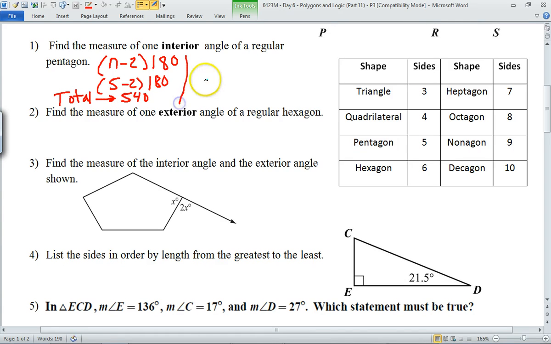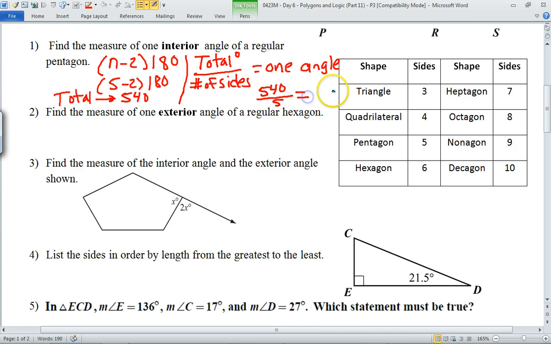If I want one angle, I'm always going to do it by finding the total degrees and then dividing that by the number of sides. And that's going to give me one angle. So in this case, if I do 540 and I divide that by 5, that should give me one angle. So what's that going to be? That's 108. So each angle should be 108 degrees.